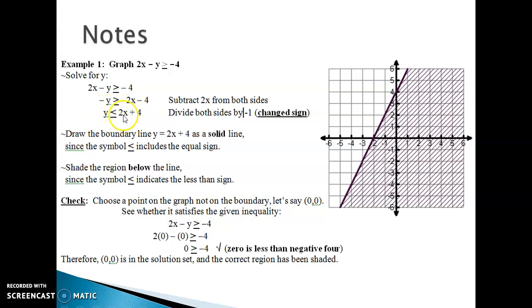Okay, so this is a less than or equal to, right? There's a line right here. So if there's a line right here, you draw a solid line. Okay, and then so now I'm shading below the graph, Alex. Can you tell me why I'm shading below the graph?